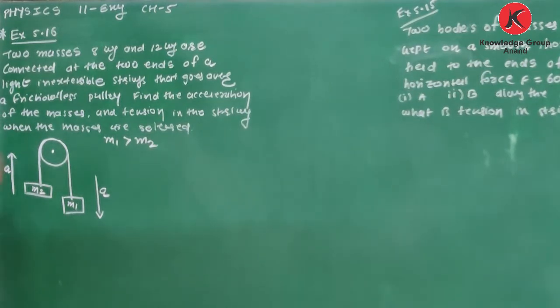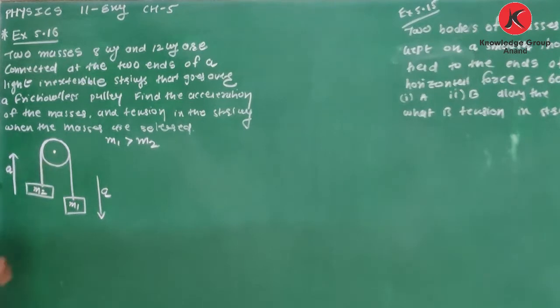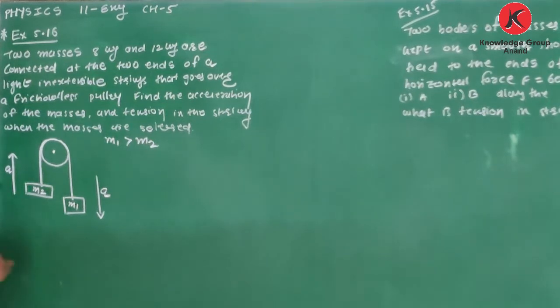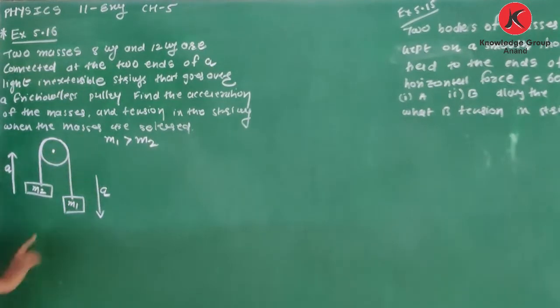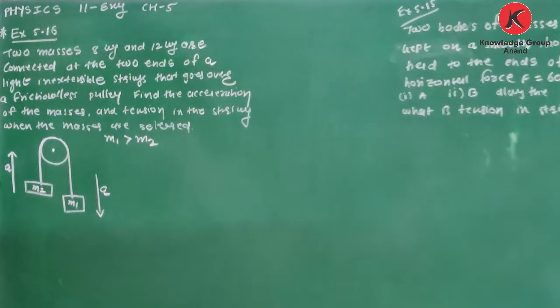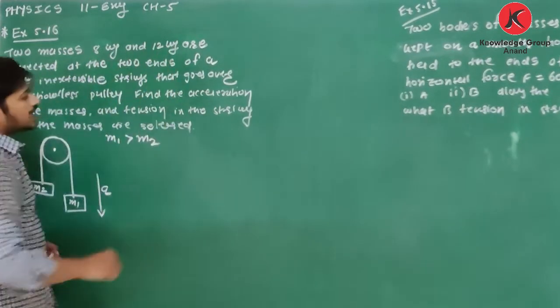Yes, it is. So again, two masses of 8 kg and 12 kg are connected at the two ends of a light inextensible string that goes over a frictionless pulley as shown in figure. Find the acceleration of masses and tension in the string when the masses are released. As shown in figure, we have a frictionless pulley. Over this pulley, with the help of this string, two masses M1 and M2 are connected. As M1 is greater than M2, if I release these two blocks, this M1 will move in downward direction while M2 will move in upward direction. Clear about this? Now, first of all, I will obtain one general equation and then we will put the values 8 and 12.